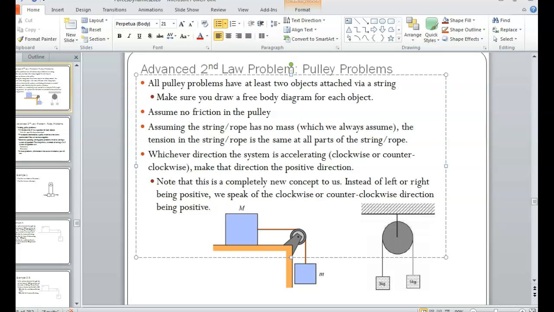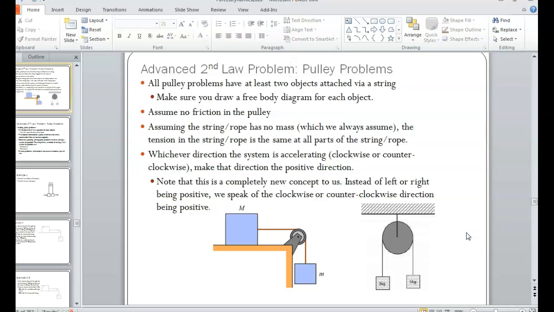Okay, and so when you're doing a pulley problem, you have to think in terms of clockwise or counterclockwise forces. Okay, so whichever way the object is actually accelerating, you make that direction the positive direction, and then you go from there. And this is a completely different concept than we're used to, because we're not saying left or right is positive necessarily. We're talking about clockwise or counterclockwise. Now, what does that mean exactly?